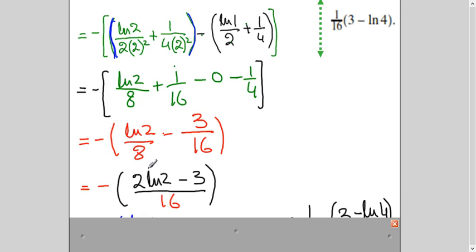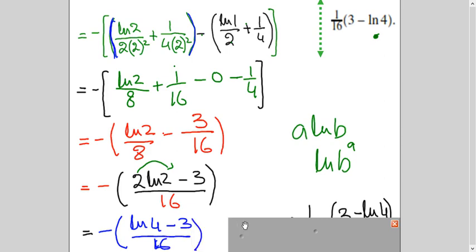Now, if you remember the power law, when you have a ln b, for example, you can write it as ln b to the power a. Power law. So I'm bringing this to here. So it will become 2 squared, and 2 squared is 4. And this is what I want here, you can see. So it will become minus ln 4 minus 3 over 16.